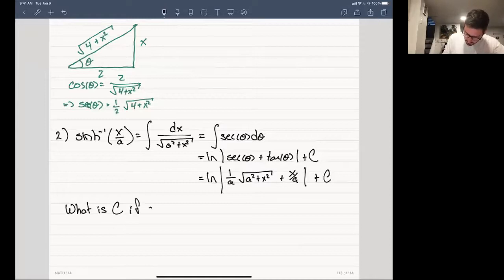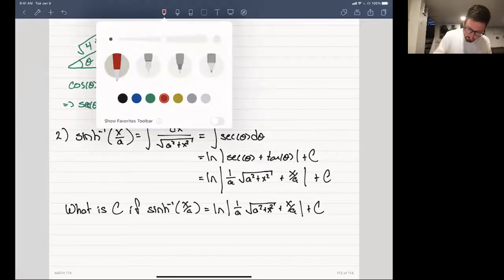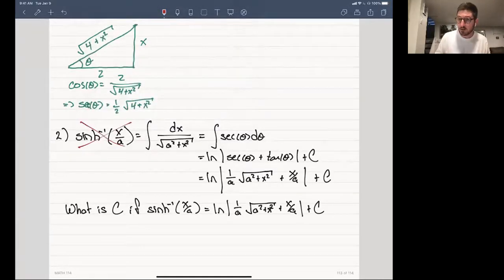If sinh inverse of x over a is actually equal to this thing, right? Because what we have with that inequality is slightly inappropriate if you really put a lot of thought into what I have written above. Technically, I should not have written this here. I just wanted you to see it.